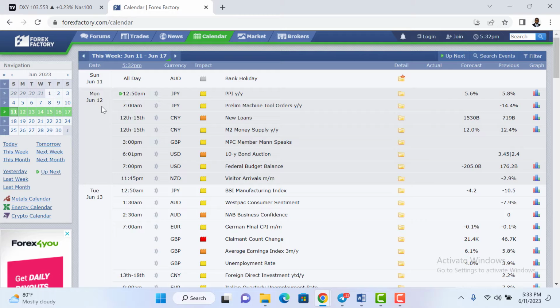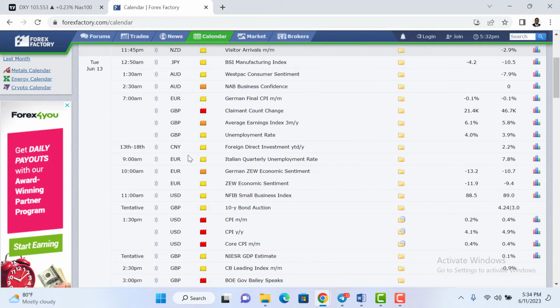We can see that on Monday 12th of June 2023 we only have two medium impact news events that are going to unfold on the dollar and on the CNY pairs. This is going to come on the 12th of June 2023, 7 p.m. GMT+1, and 6 p.m. GMT+1 is when we expect to see the medium impact news event unfolding on the dollar. Then on Tuesday you can see that we have a high impact news event that is going to unfold on the GBP pairs by 7 a.m. GMT+1.